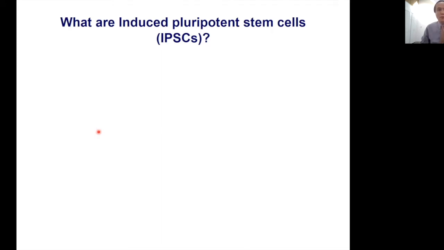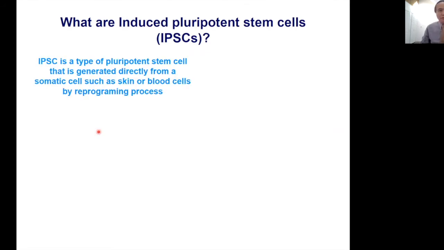So what is the induced pluripotent stem cell, iPSC? Basically, it's a special type of stem cell generated directly from a somatic cell, such as a skin cell or blood cell, by a reprogramming process. We call it reprogramming because you introduce only a few genes to the skin cell or blood cell, and this cell will become a stem cell. They can differentiate, convert into many different types of cells. It's an embryonic type of cell.